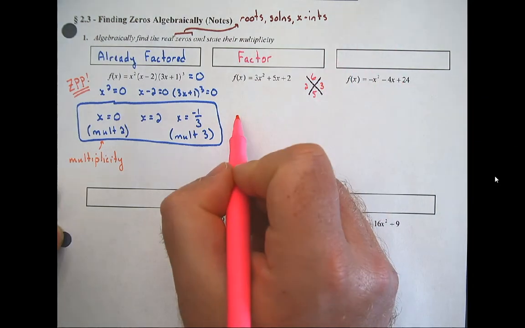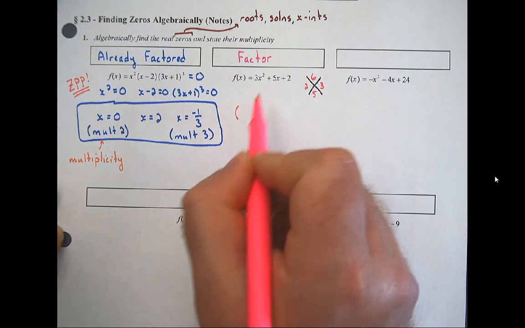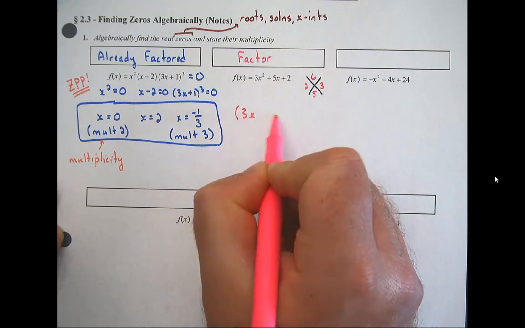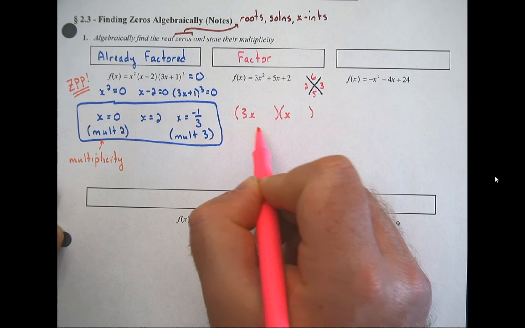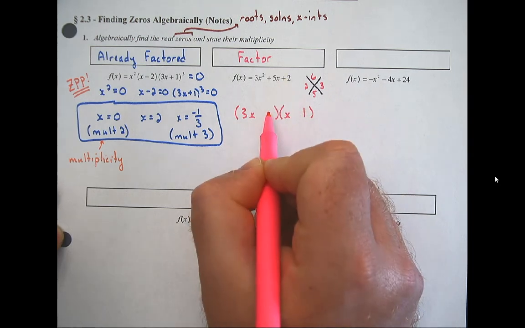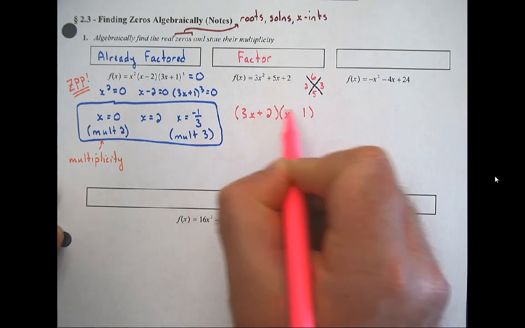So now I can factor this. That's got to be a 3. It's got to be an X. It's going to make the 3. It's going to make the 2. And I want to add them both together.